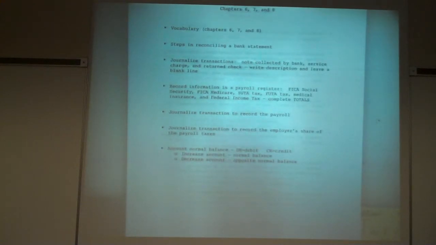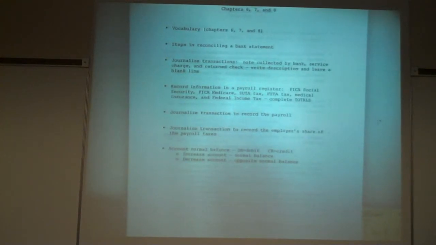On the payroll register, you'll have the FICA, Social Security, OASDI, the Medicare, the SUTA, the FUTA, the medical insurance if there is insurance, the federal income tax, and then do your totals. I made a couple notes on your homework to put your ruling, the single line to indicate that you added, and then the double line that it's the totals. Use your name tag, use your straight edge, use your ID card. I don't care what you use, but make sure those lines are straight.